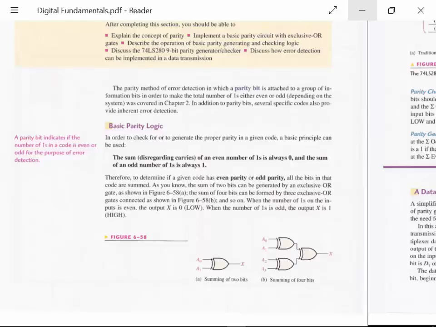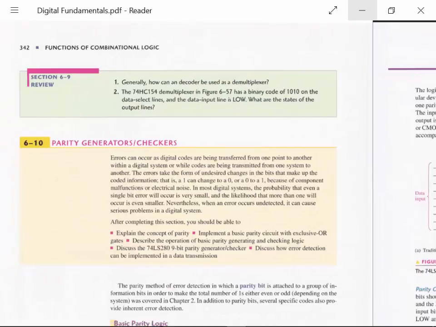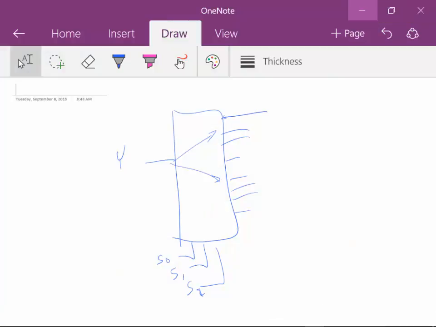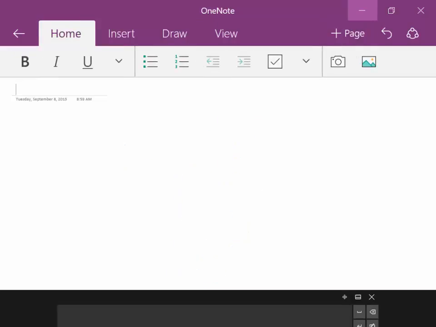Next is parity. Now, parity is an important concept, and I'm just using the book as a guide so I don't skip any topics. If I look at parity, this is the idea of parity.